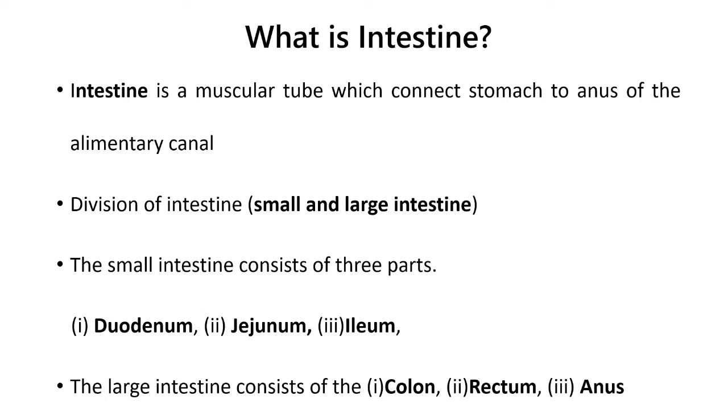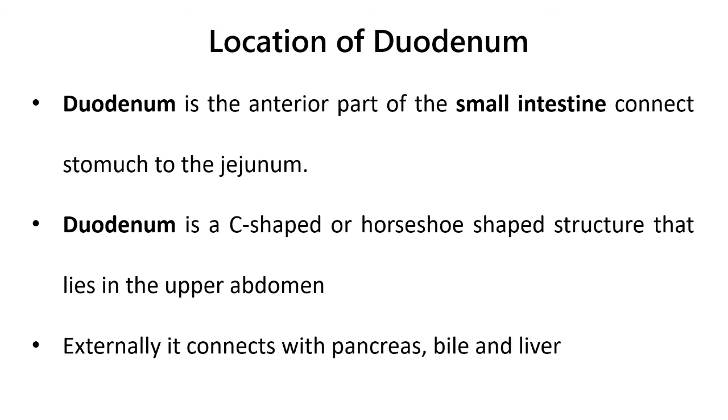Small intestine consists of three subparts, that is duodenum, jejunum and ileum. Duodenum is the anterior part of small intestine, jejunum the middle part, while ileum is the posterior part of small intestine. Same like small intestine, large intestine is again divided into three parts such as colon, rectum and anus. In today's lecture, we focus on small intestine. So, what is the location of small intestine? That is duodenum.